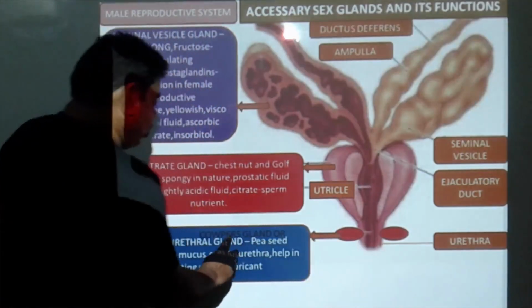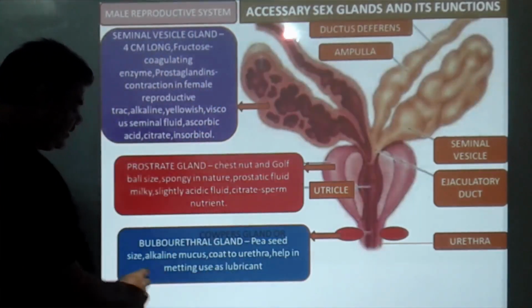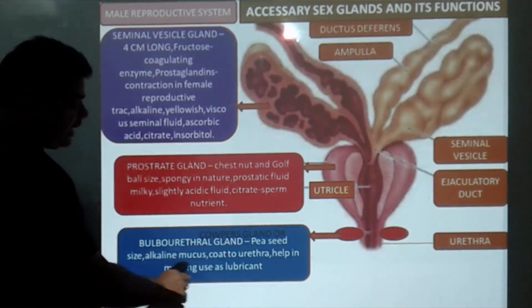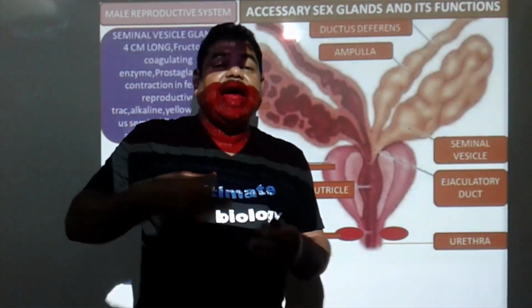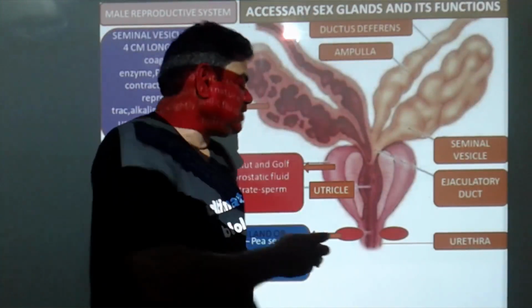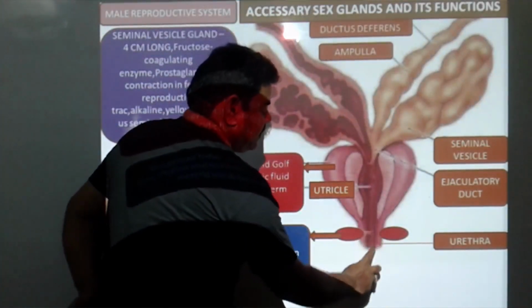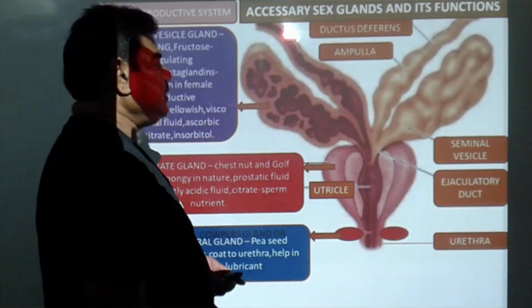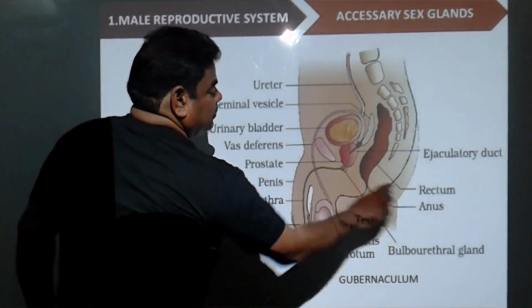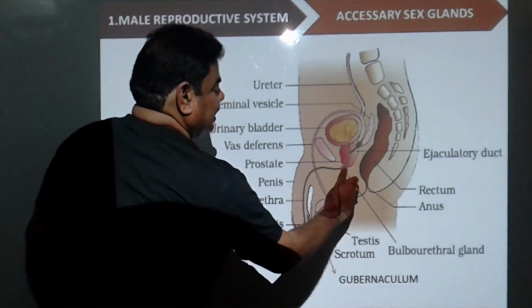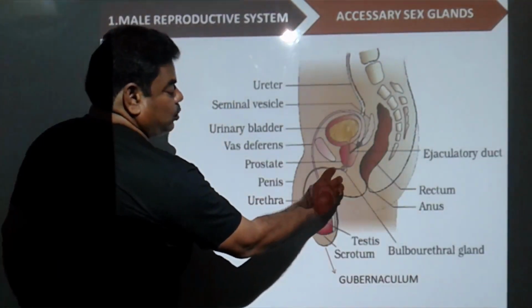And this Cowper's gland, or bulbourethral gland, releases an alkaline mucus. It acts as a lubricant. When the mucus gets released, see here, the complete urethra. This gland we call the bulbourethral gland, and this gland releases the mucus here.